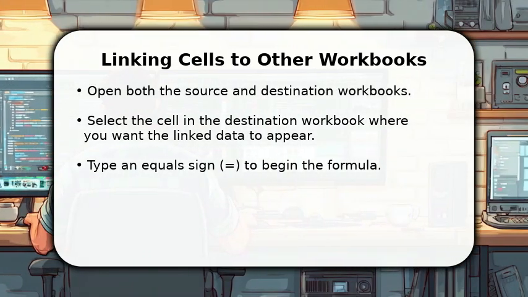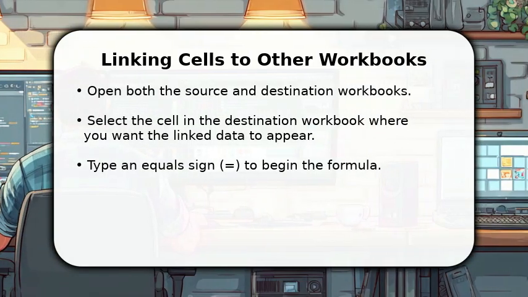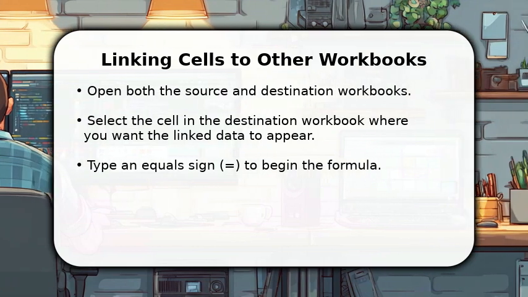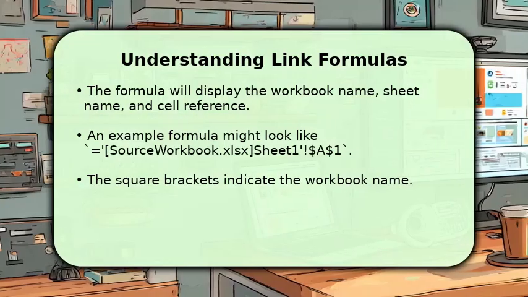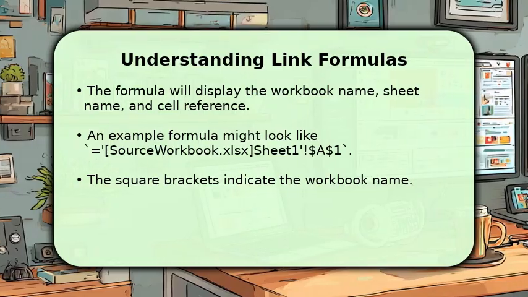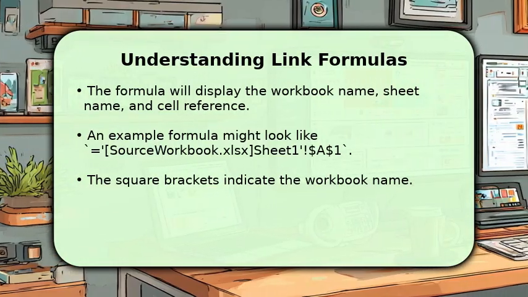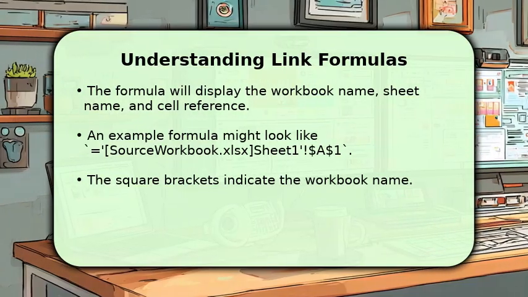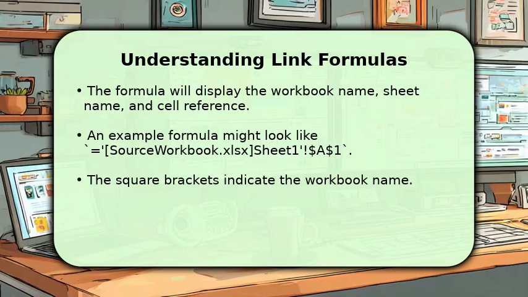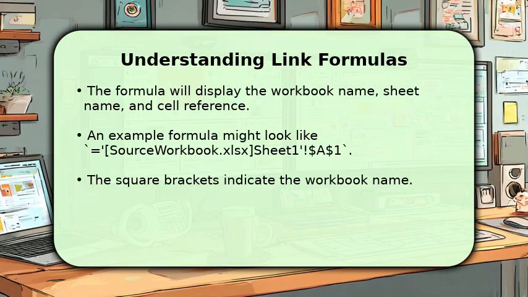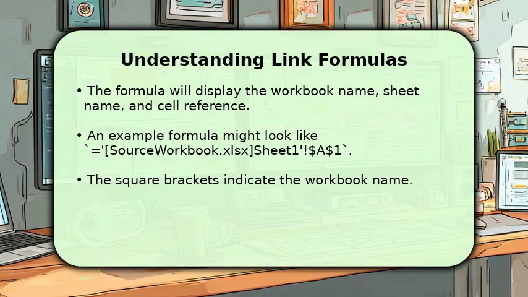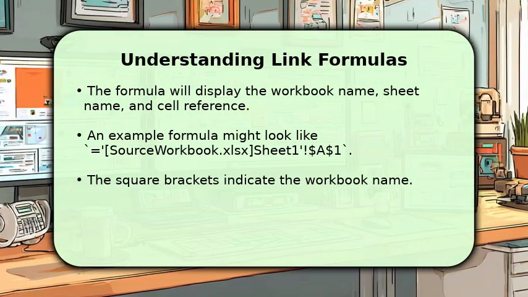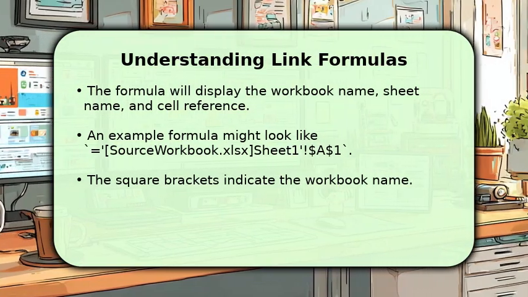Finally, press Enter. This creates a dynamic connection, ensuring your data stays synchronized across your files with just a few simple steps. Once linked, you'll see a formula like =[SourceWorkbook.xlsx]Sheet1!$A$1. The square brackets enclose the source workbook's name, while the exclamation mark separates the sheet name from the cell reference. The dollar signs indicate an absolute reference, meaning the link will always point to that exact cell, even if you move the formula.